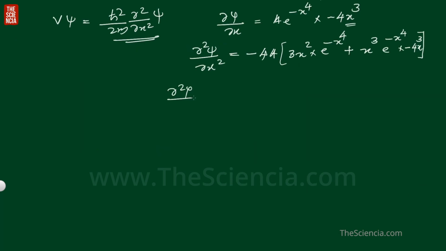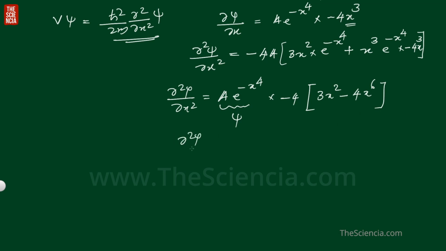That is, ∂²ψ/∂x² is equal to A e^(−x⁴) into −4 into (3x² minus 4x⁶), where we know this term is nothing but the wave function ψ. So we get ∂²ψ/∂x² is equal to, multiplying this −4 into the bracket, (16x⁶ minus 12x²) into ψ.